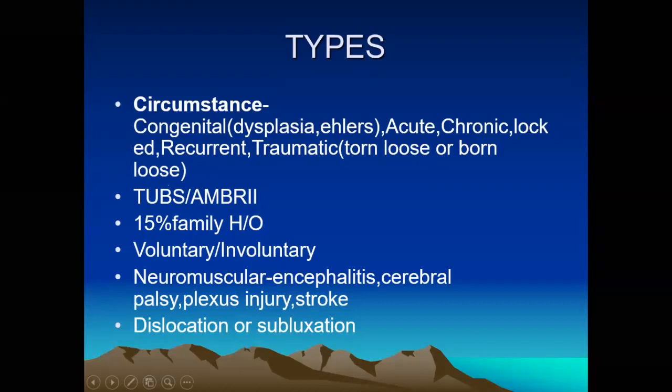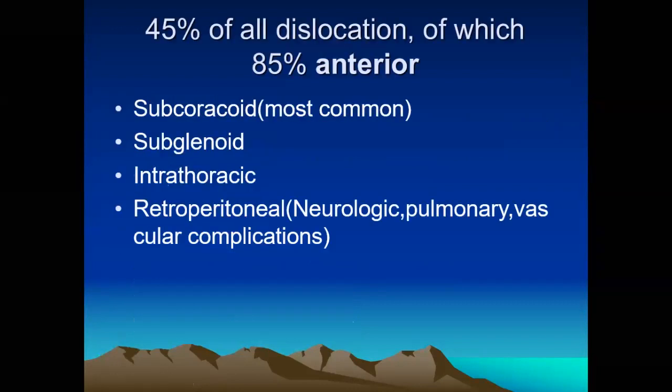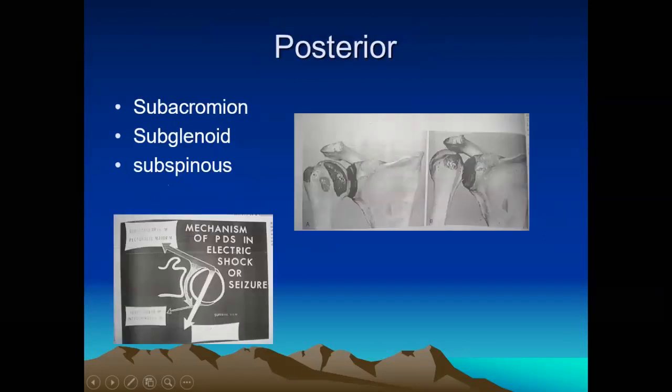Okay, 15% have a familial history. Voluntary and involuntary causes, neuromuscular causes, encephalitis, cerebral palsy, plexus injury, stroke, all can cause dislocation or subluxation. Shoulder dislocation is 45% of all dislocations, of which 85% are anterior. Subcoracoid, subglenoid, intrathoracic, and retroperitoneal can also be there.